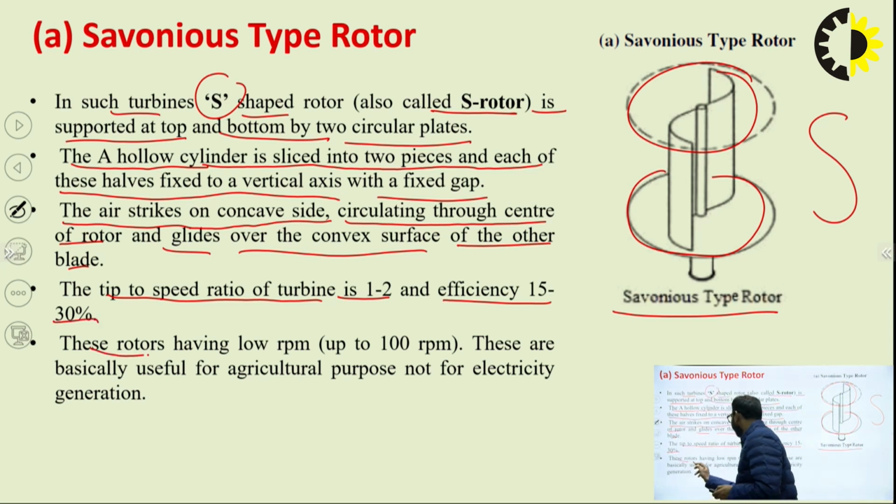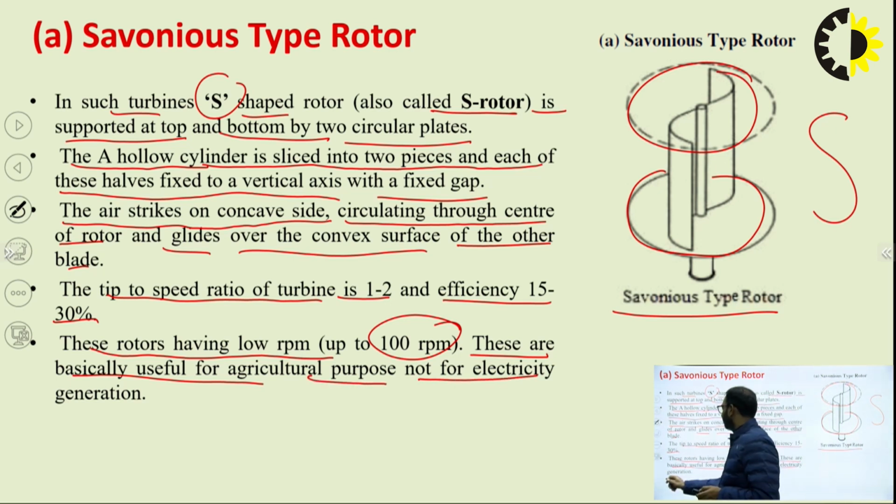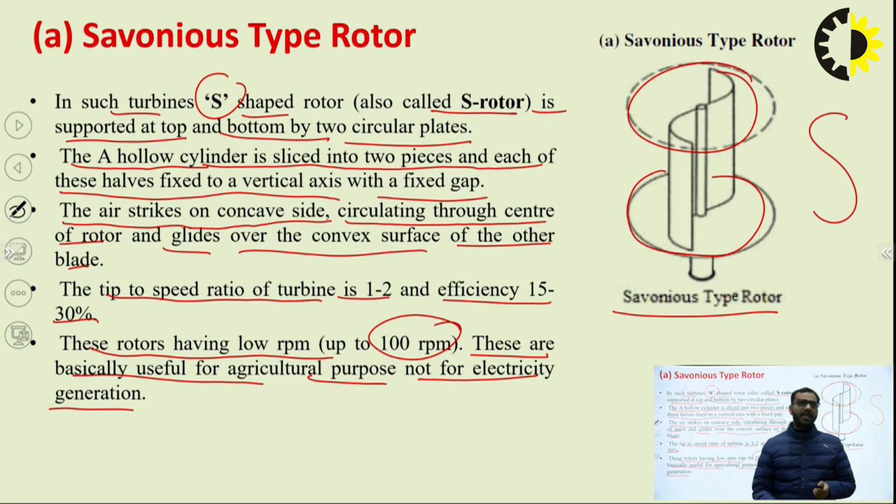These rotors have low RPM, up to 100 RPM, and these are basically useful for agricultural purposes, not for electricity generation. So with the help of the Savonius type vertical wind turbine, we can use this type of turbine for agricultural purposes. With this turbine, we cannot produce any electricity.